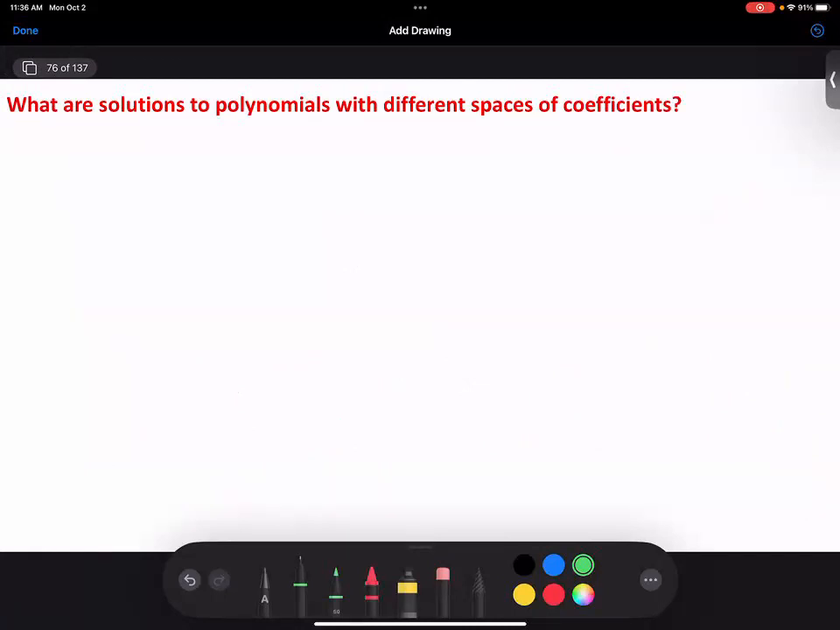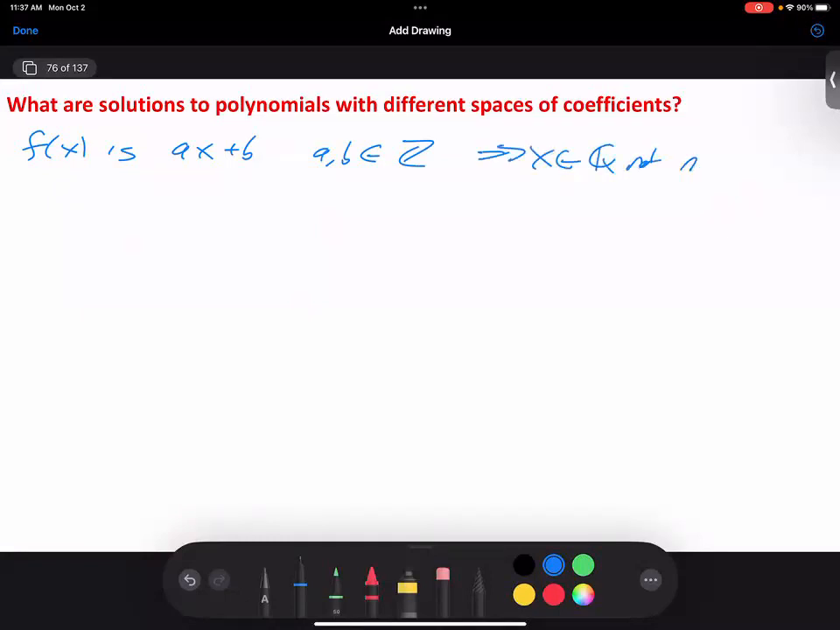Okay. What are solutions to polynomials with different spaces of coefficients? So for example, let's say I give you f of x is ax plus b, where a, b are integers. What can you tell me about the solutions? Okay, but where did the solutions live? What kind of numbers? Rationals. So this implies x is in Q, not necessarily in Z. So just because I have integer coefficients doesn't mean I will have integer roots.